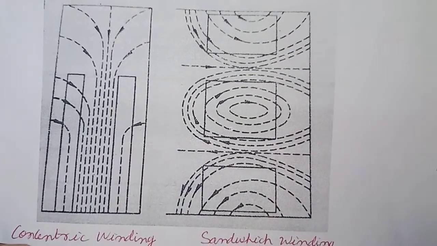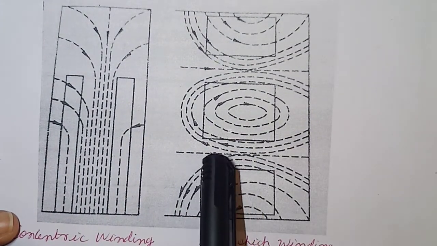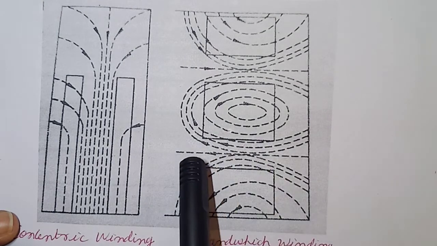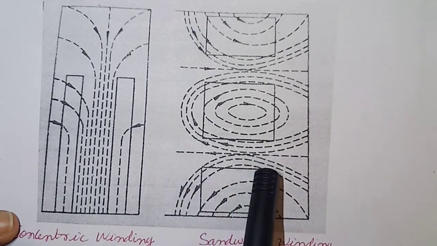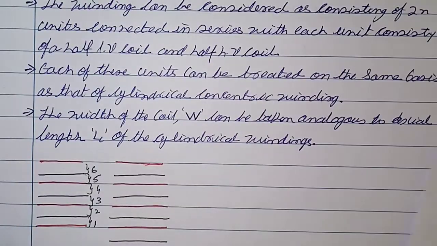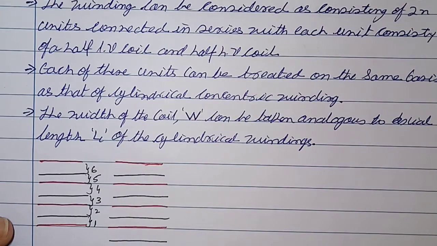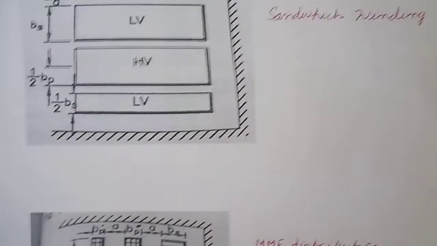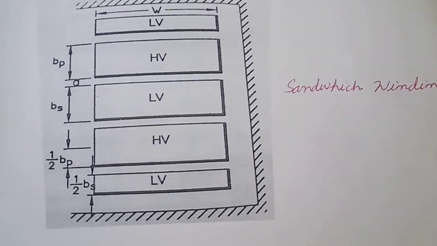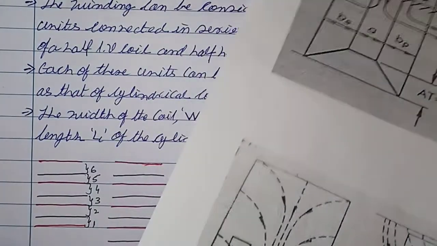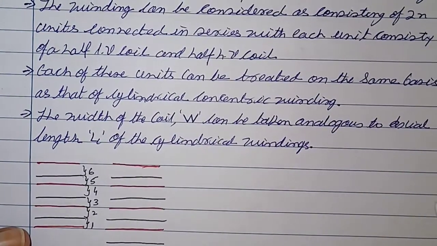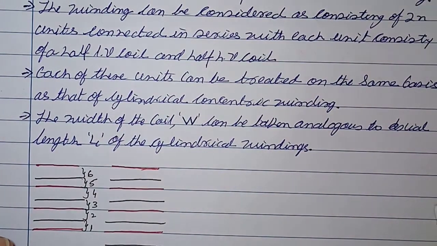Similarly, here again these are the windings and in between we have ducts, where you can see that this flux is parallel to this width. Because of that, the width of the coil W can be taken as analogous to LC. So that is what it is.